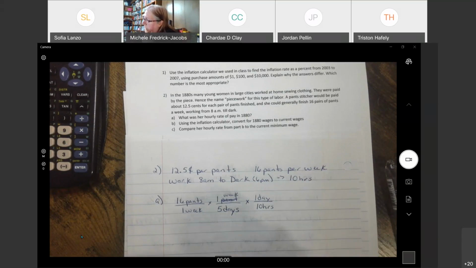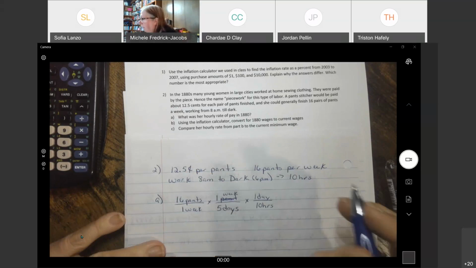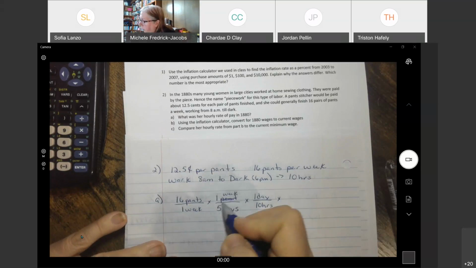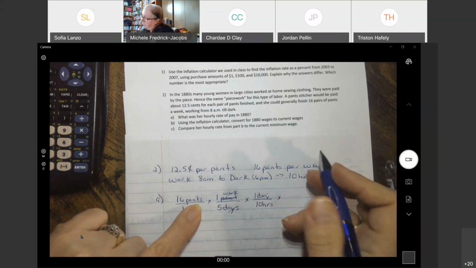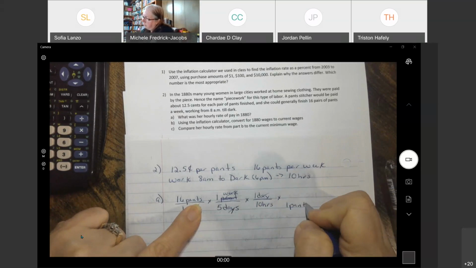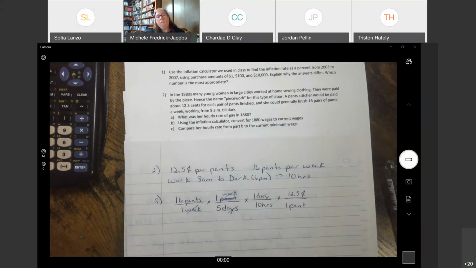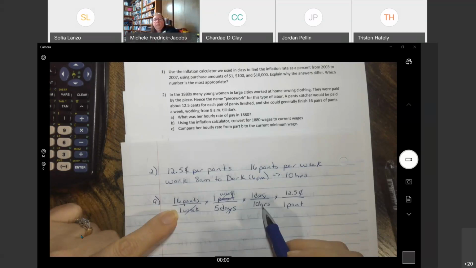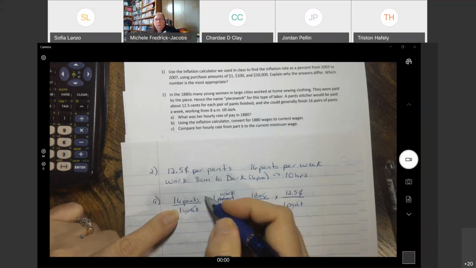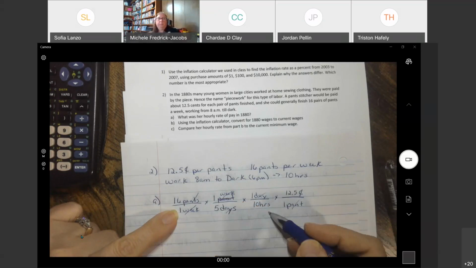So that would give us, the only thing we need to do is put the change in there. Notice our weeks cancel, days cancel. We have hours. We need to get pants. 1 pant is 12.5 cents. So by using the proportions, it's a little easier to make sure we have what we need. We had pants per hour, if we calculated it, and we wanted the pants to cancel. So now we have cents per hour.